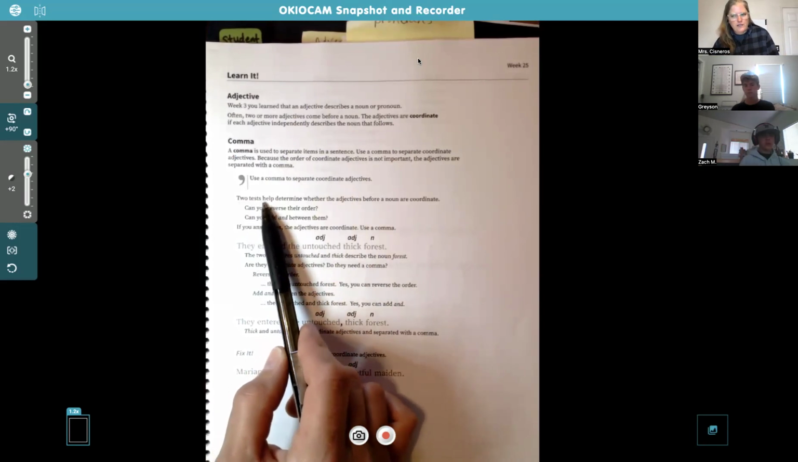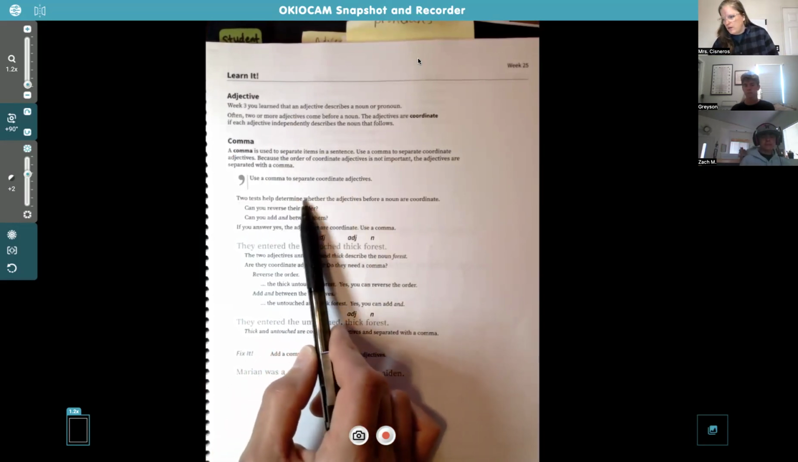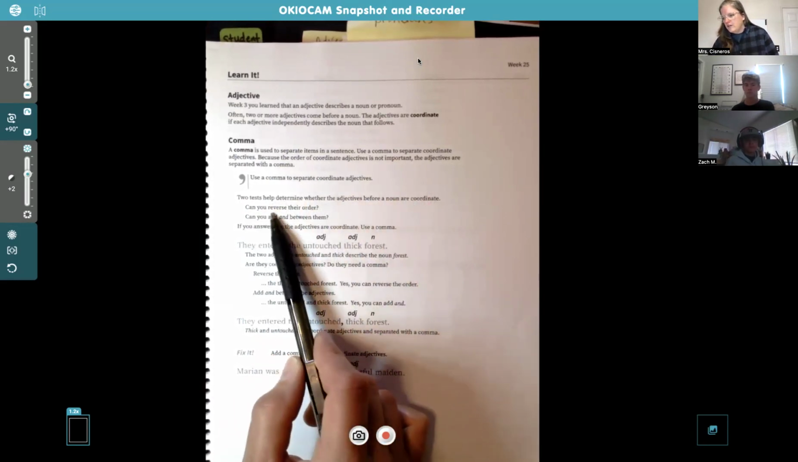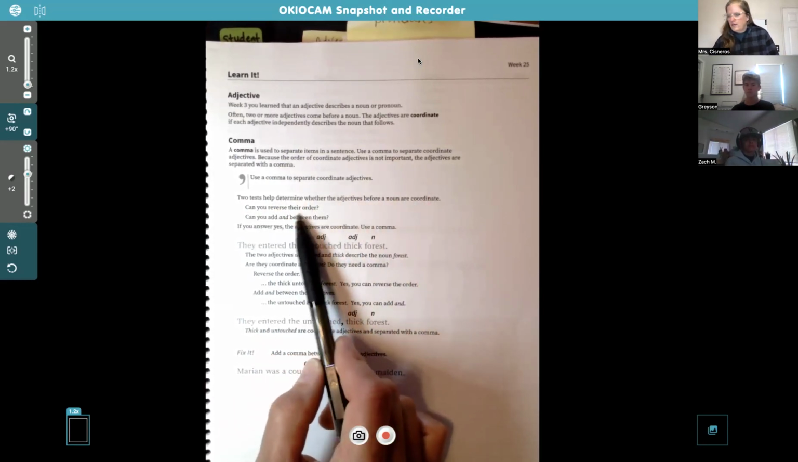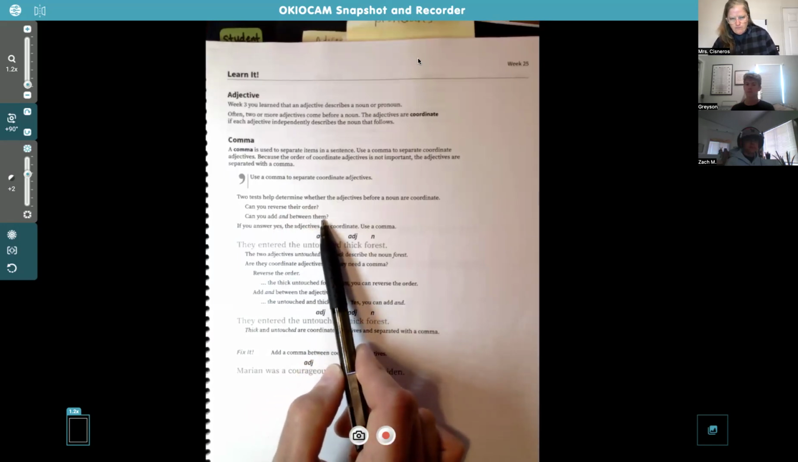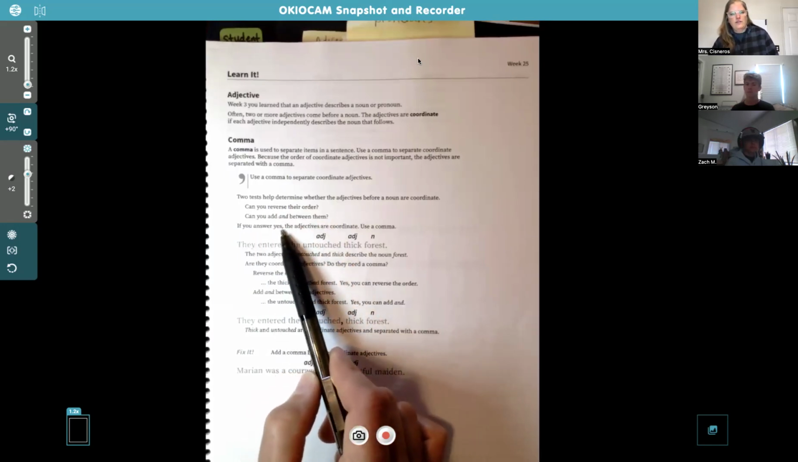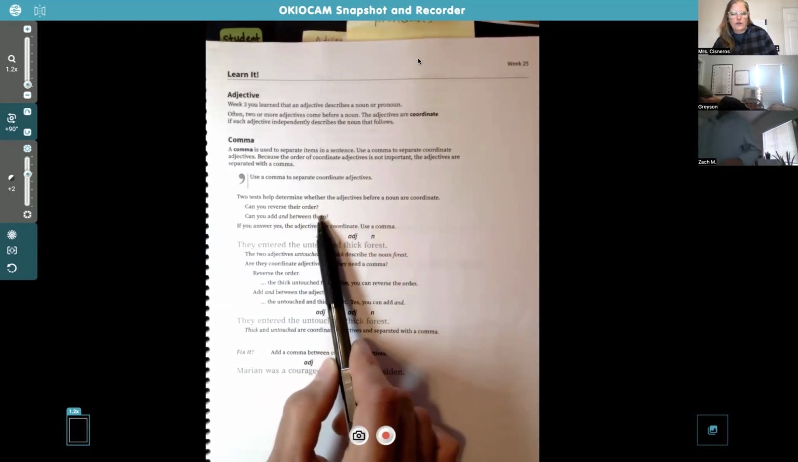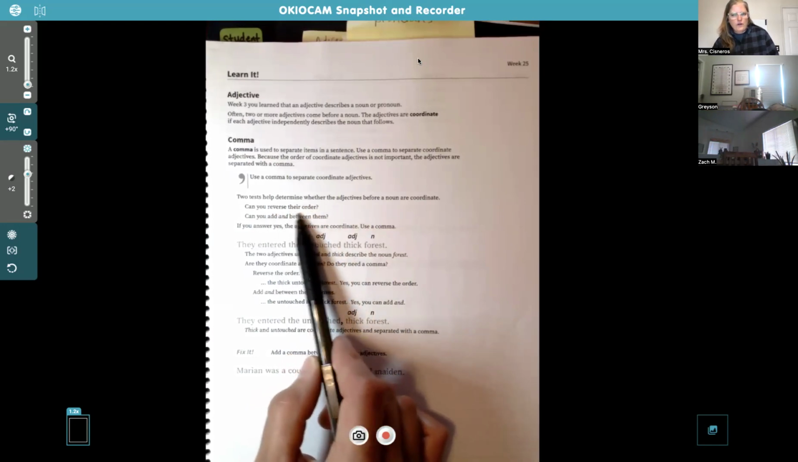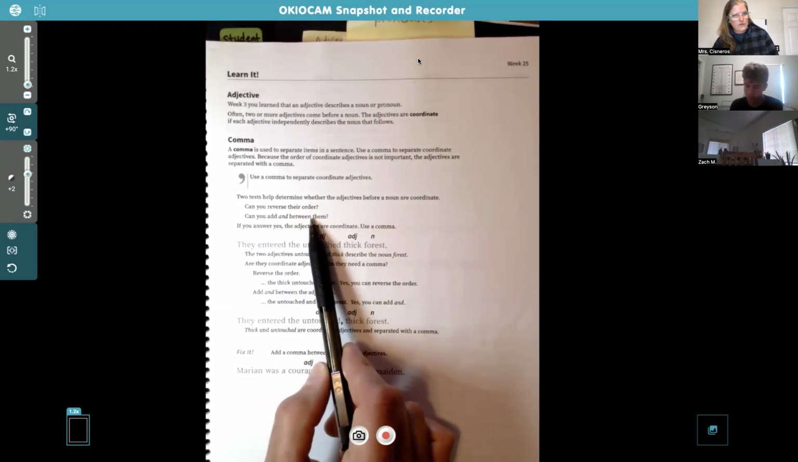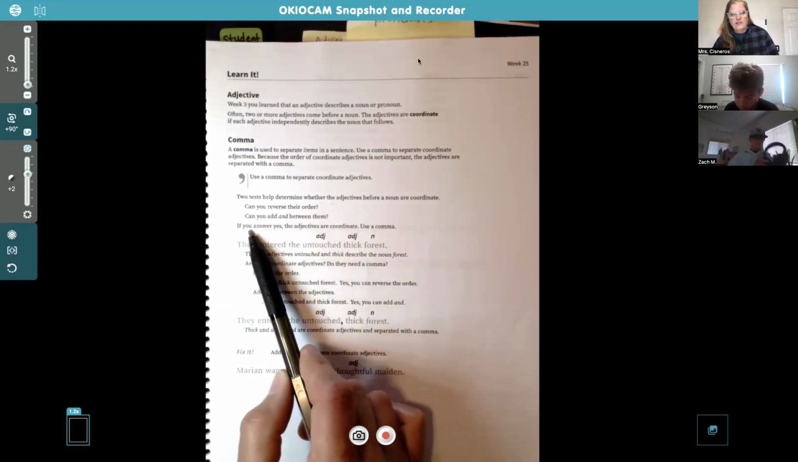There are two tests that you can do to determine whether the adjectives before a noun are coordinate. Can you reverse the order? And can you add and between them? If you answer yes, the adjectives are coordinate, use a comma. So those are the two test questions for you. Can you reverse the order? Does it still sound okay? Can you put and in between them? Does it still sound okay? If you answer yes, then they're coordinate.